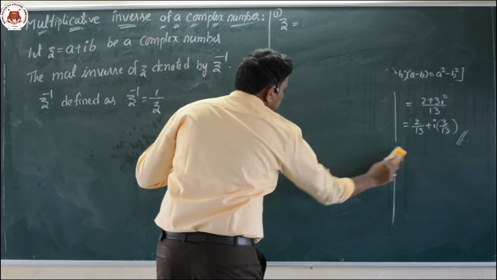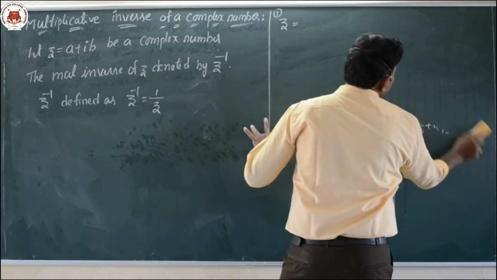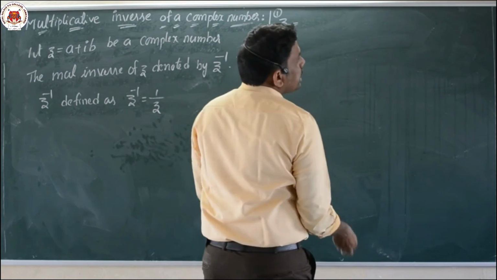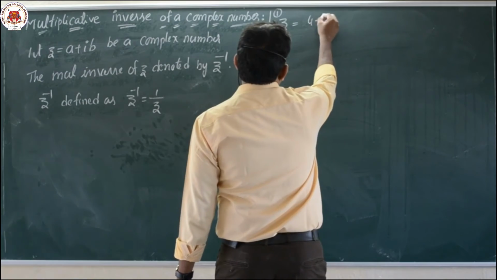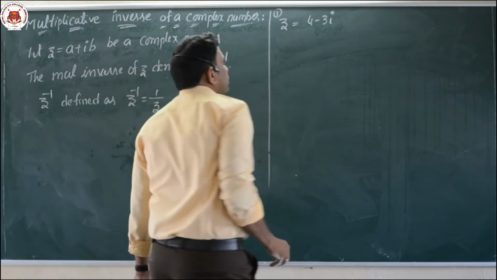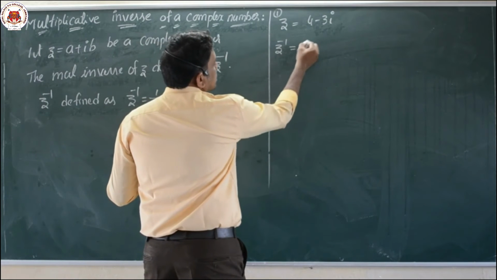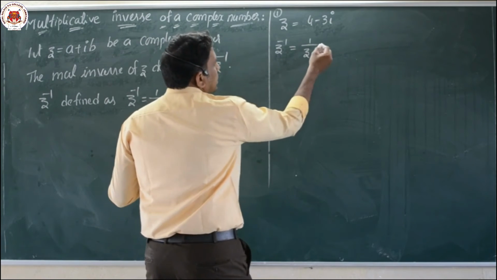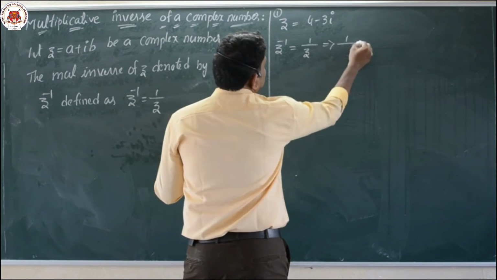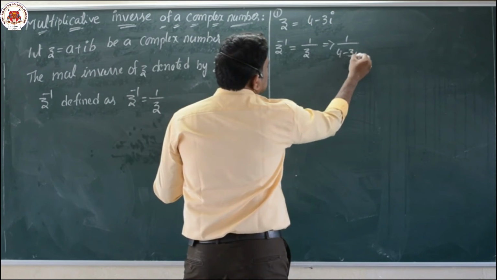The second example is z equal to 4 minus 3i. Then we have to find its multiplicative inverse. Z inverse, the formula is 1 by z. Then we can put in this formula: 1 by z is nothing but 1 by 4 minus 3i.